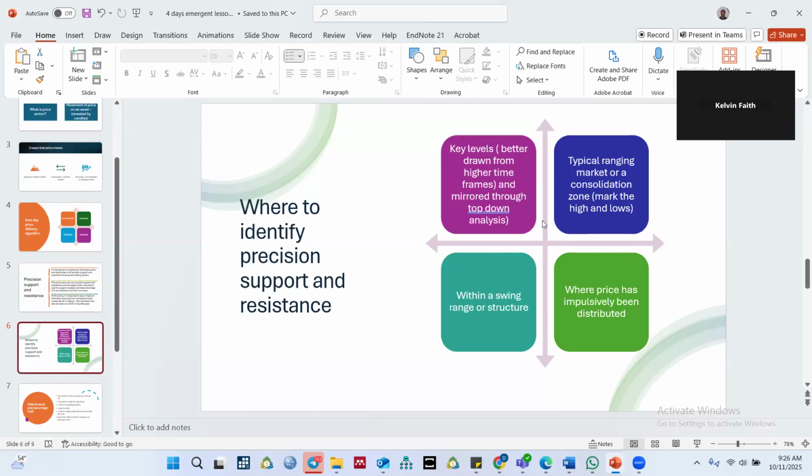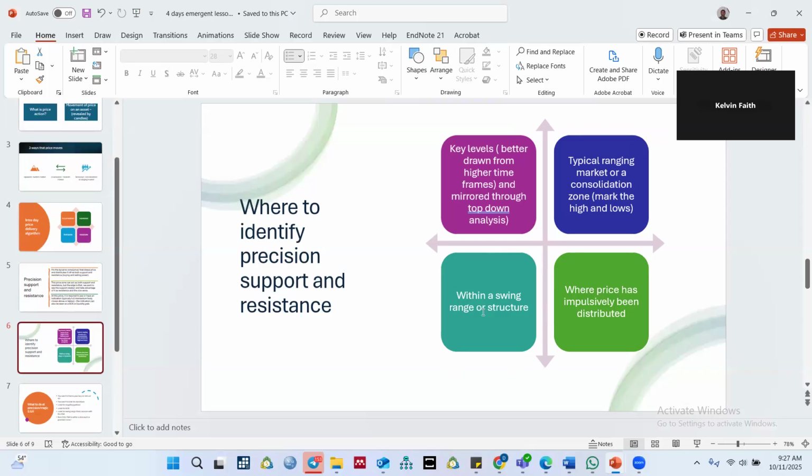Typically when the market is ranging or consolidating, the top levels of a ranging market are normally viewed as resistance, and the lower levels are viewed as support. So when you map those two levels in a ranging or consolidation market, that is a good environment for you to identify a precision price, a place where price would break out or take off or distribute from.